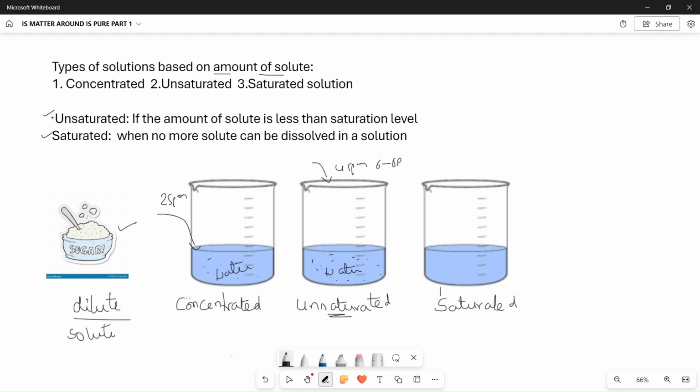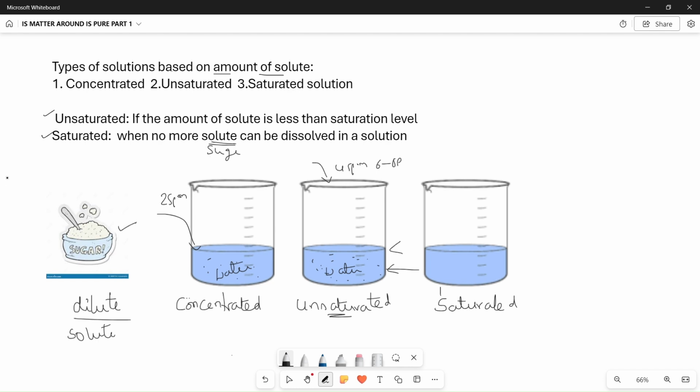Coming to the definition in chemistry, what is an unsaturated solution? If the amount of solute is less than the saturation level. The saturation level is the point where no more dissolution happens. Before that point, less than that saturation level, is called an unsaturated solution. What is a saturated solution? When no more solute, and what is the solute here? Sugar. When no more solute can be dissolved in the solution, that is called a saturated solution. The amount of solute less than the saturation level is an unsaturated solution, and a saturated solution is nothing but where no more dissolution happens.